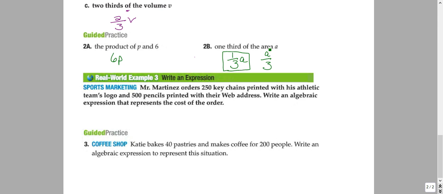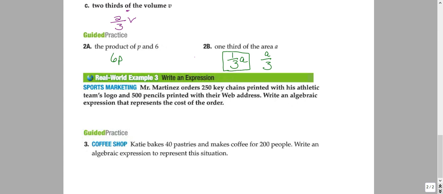Again, notice how we had volume up here, area up here. These are probably the words that they're going to see when dealing with real world examples. So looking at sports marketing, it says that Mr. Martinez orders 250 keychains printed with his athletic team's logo and 500 pencils printed with their web address. We're supposed to write an algebraic expression that represents the cost of the order. Well, that's really hard to do when they don't tell us the cost of the order.